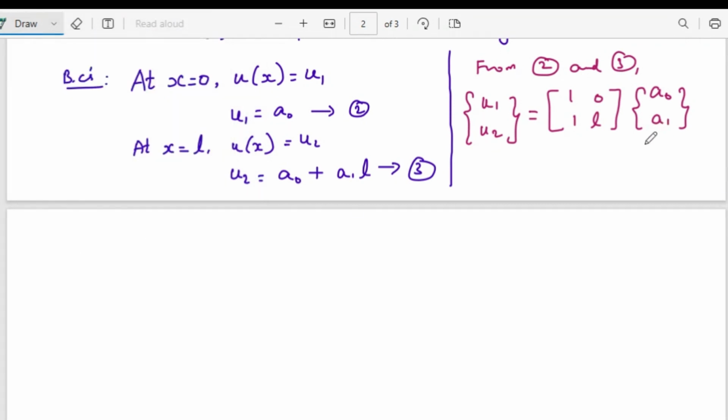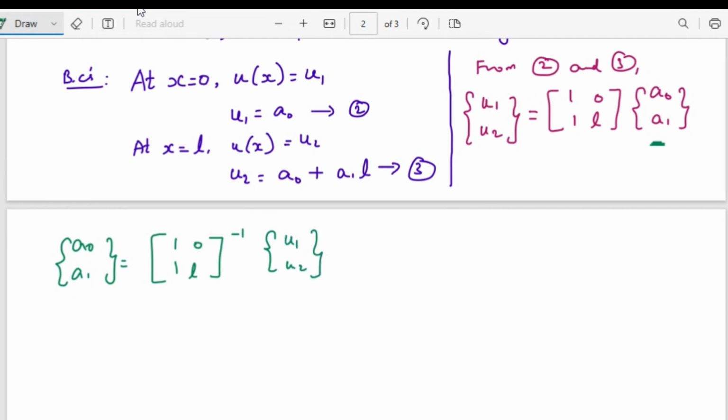So from this, what we can do is, we can take the inverse. We can find a naught a1. That is, a naught a1 is equal to, if this matrix goes to the other side, it becomes the inverse of the matrix 1 0 1 L, whole inverse, times u1 u2. So we need to find the inverse. Let us try to find the inverse of 1 0 1 L.